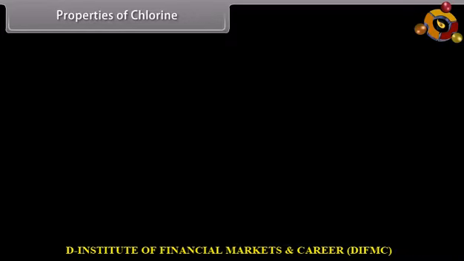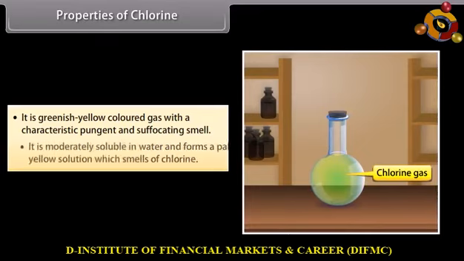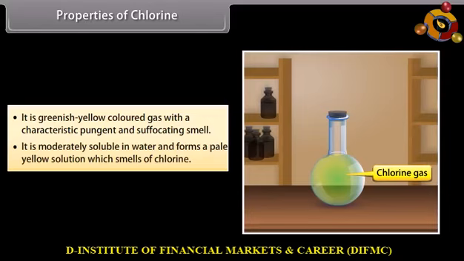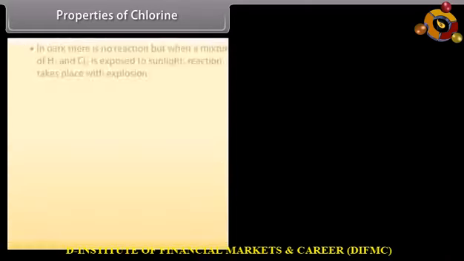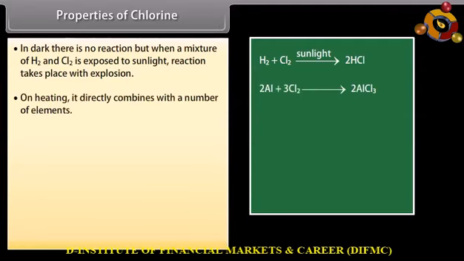Properties of chlorine. It is a greenish-yellow colored gas with a characteristic pungent and suffocating smell. It is moderately soluble in water and forms a pale yellow solution which smells of chlorine. This solution is called chlorine water. In the dark, there is no reaction, but when a mixture of H2 and Cl2 is exposed to sunlight, the reaction takes place with explosion. On heating, it directly combines with a number of elements.